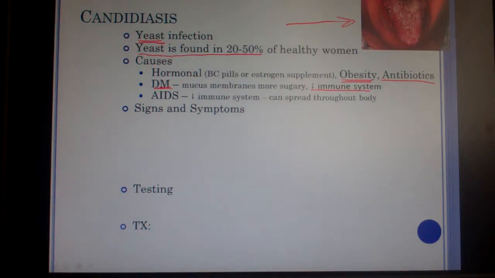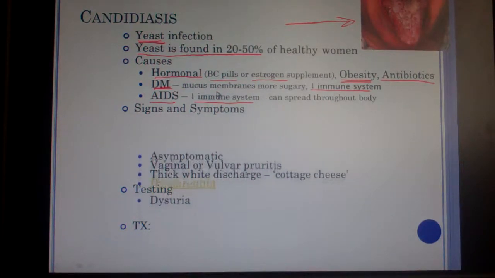Anyway, hormonal. You do actually see with birth control pills sometimes they're supplementing with estrogen, which is also related to birth control pills, but hormones can throw off the normal flora down there and cause a yeast infection to spread. And of course, anything that decreases your immune system can cause any kind of opportunistic infection, and yeast infections or Candida are one of those things.